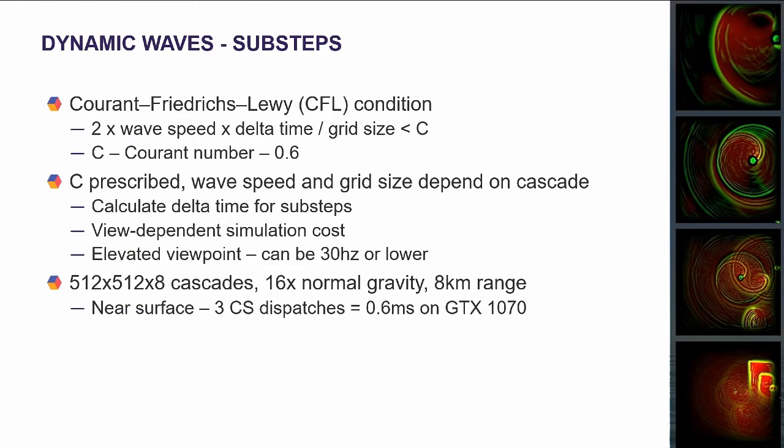As another performance data point, we ran the sims at what we feel is a high resolution, again 512 by 512 times 8 cascades, so again 8 kilometers worth of dynamic waves. For a viewpoint near the surface, this is where the most computation is needed. In this case, the sim required 3 time steps for a 60 Hertz frame, which totals 0.6 milliseconds on this GPU.